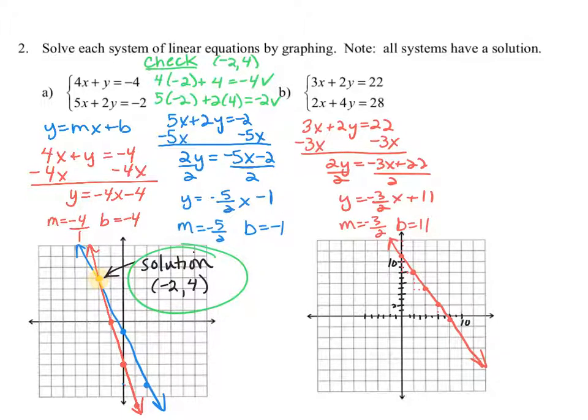Okay, for our second equation, we begin with 2x plus 4y equals 28. We're going to subtract 2x from both sides. We want to get it in the form of y equals mx plus b. So we get 4y equals negative 2x plus 28.